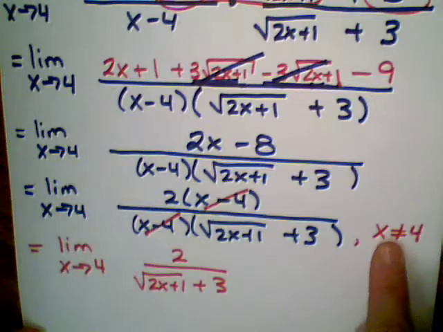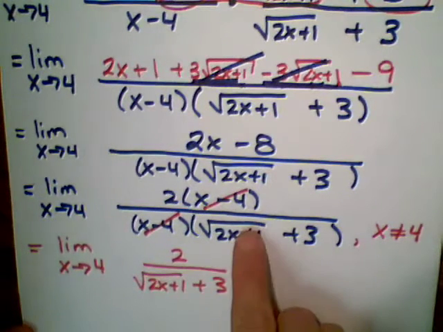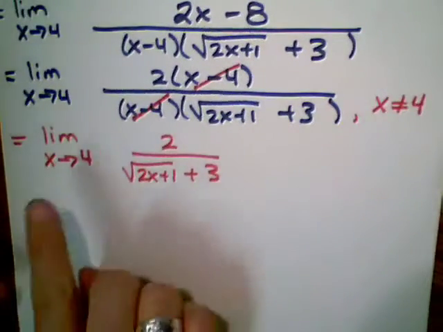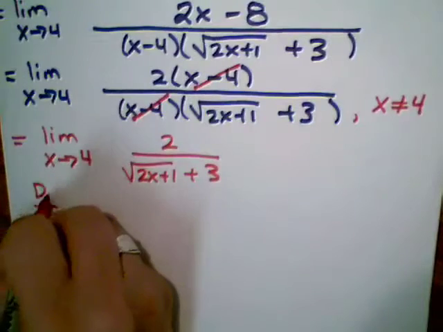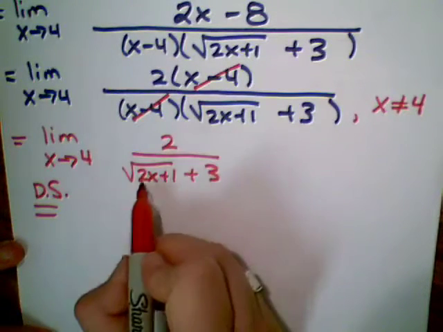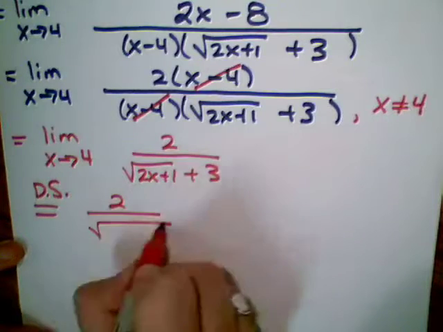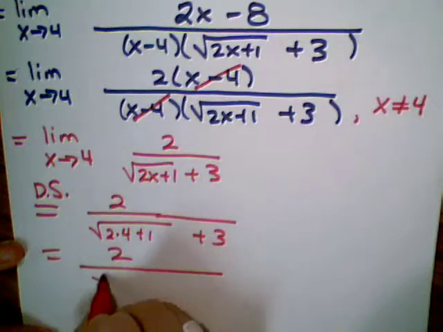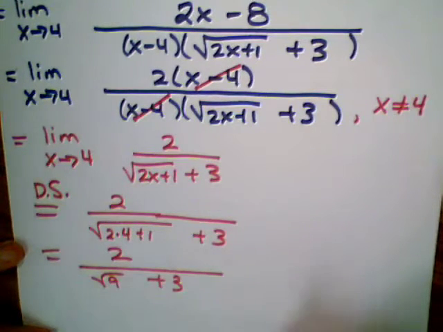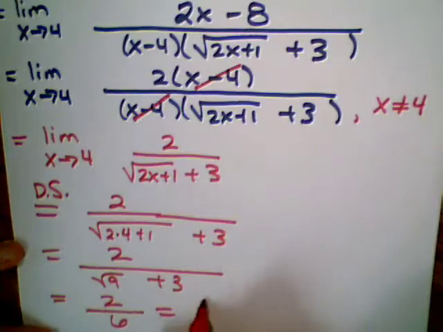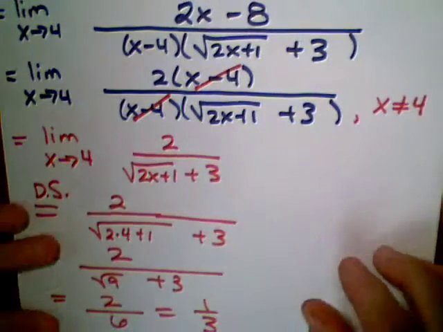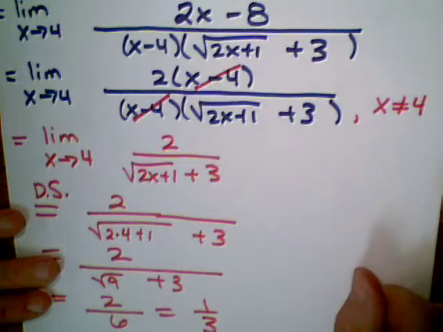Because the limit doesn't depend on the value at x equals 4, this limit in purple is exactly the same as the limit in red. The limit in red can be evaluated with direct substitution. We plug in 4 wherever there's an x. And we see that that value simplifies to 2 over 3 plus 3, 2 over 6, or 1/3.